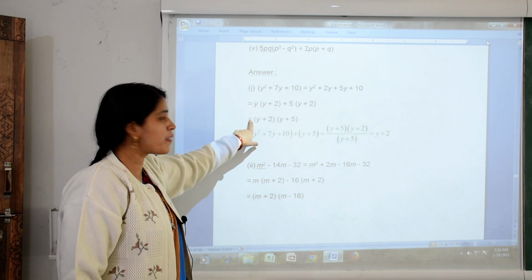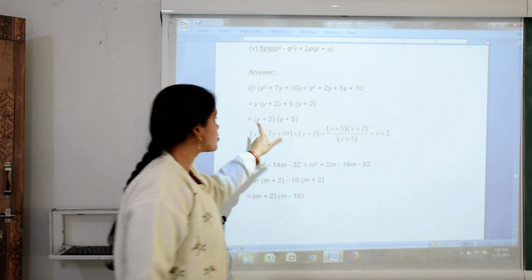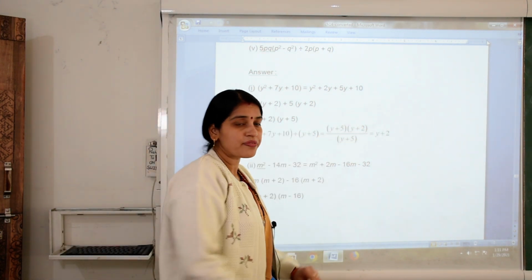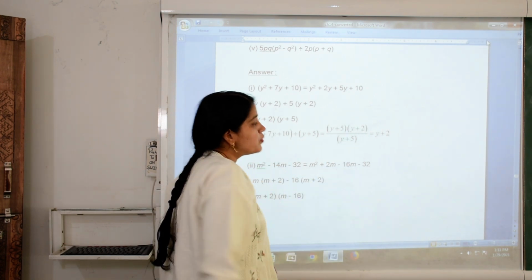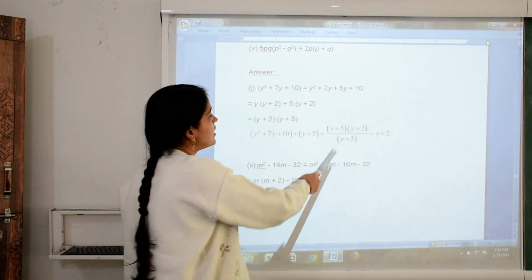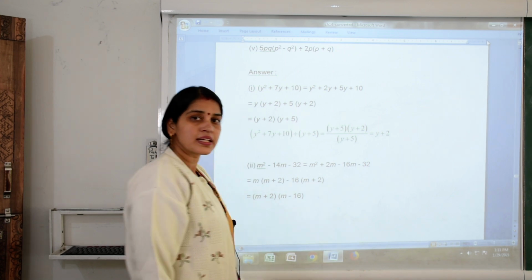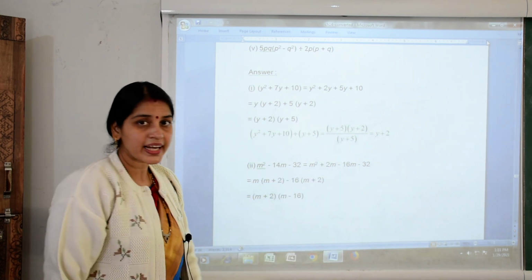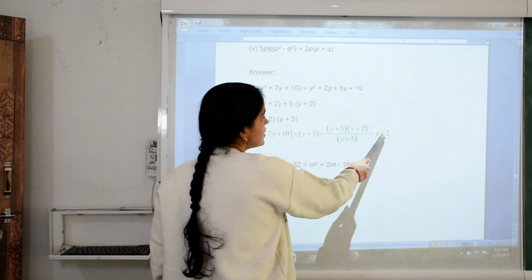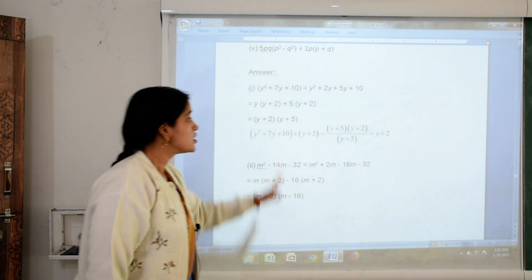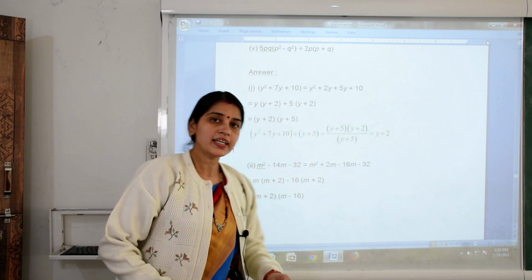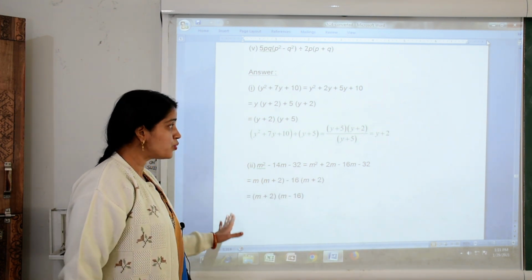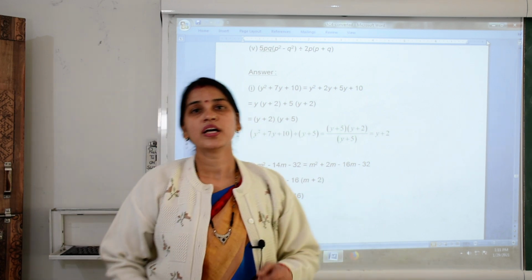We were solving this numerator separately first. So that value we write upside: it comes y plus 5 into y plus 2, and in the denominator y plus 5. So this y plus 5 and this y plus 5 get cut and y plus 2 is left. So y plus 2 is our required answer. Okay, so in this way you have to solve this type of questions.